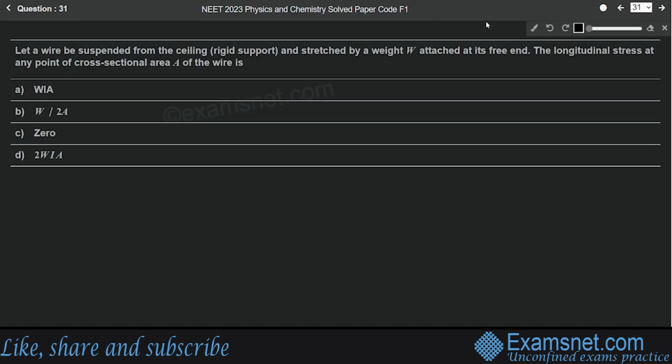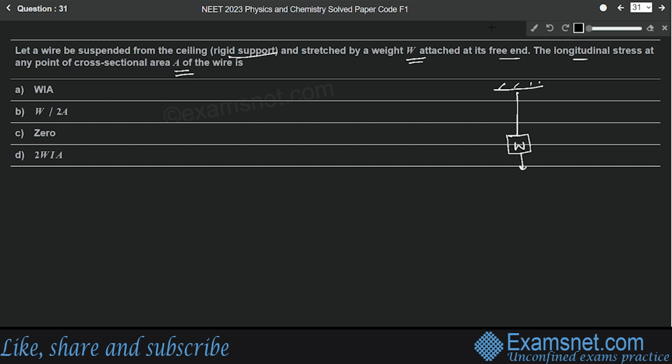Question number 31 is from the chapter Mechanical Properties of Solids, and the question is, let a wire be suspended from the ceiling, that is a rigid support, and stretched by a weight W attached at its free end. The longitudinal stress at any point of cross sectional area A of the wire is. Okay, so this is a ceiling here and a wire is suspended from the ceiling and it is stretched by a weight W. Okay, so there is a weight W here.